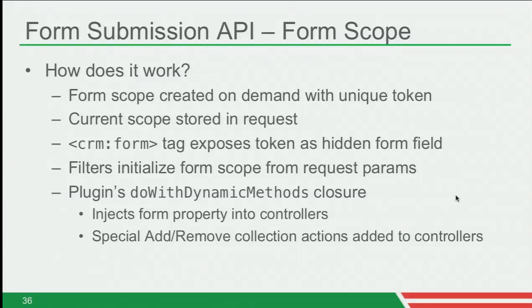And then all of this comes together when the plugin's doWithDynamicMethods closure again allows us to inject the request's form scope into all of our controllers as a dynamic form property, in the same way that any Grails developers out there might be familiar with for the dynamic params property or request property. We expose the form scope in the same way and allow manipulation inside of your controllers without any additional work.